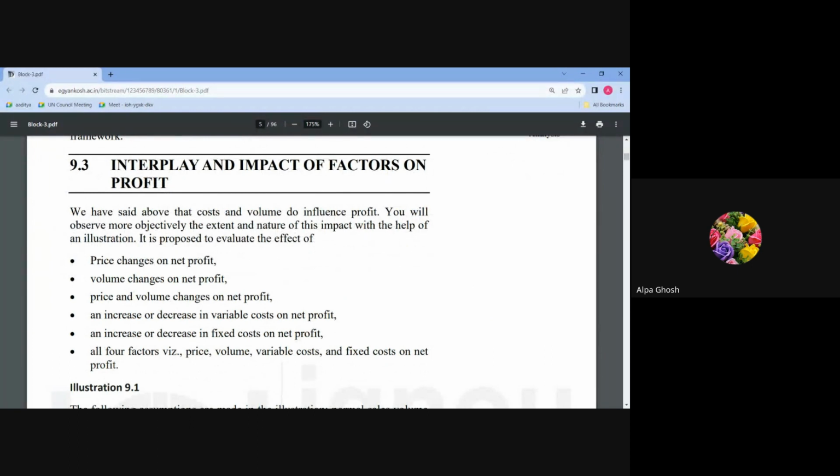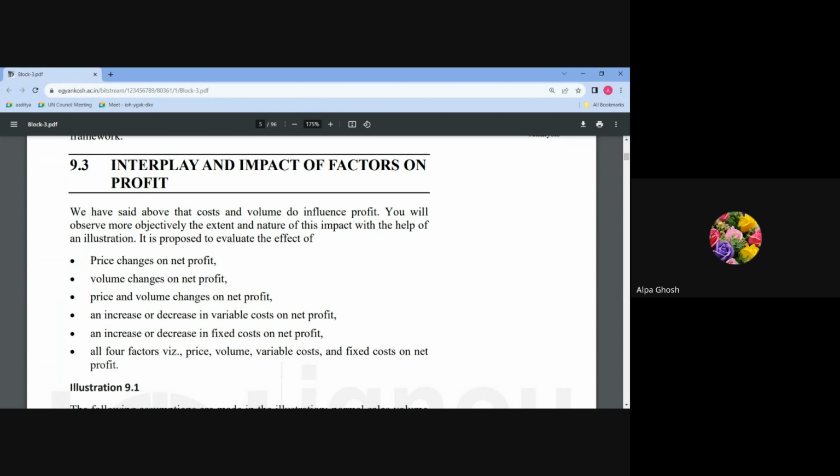What we are going to study here is the impact of factors on profit. First, how price changes affect net profit, and how volume changes affect net profit. When we mix price and volume both, how it is going to affect your net profit. If there is an increase or decrease in the variable cost, what is its impact on net profit? Then an increase or decrease in the fixed cost, how it is going to affect the net profit.